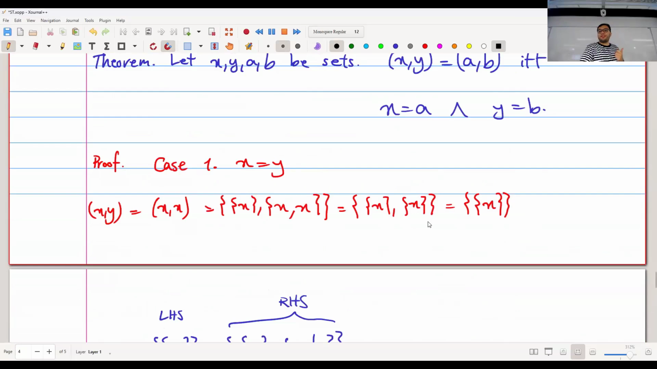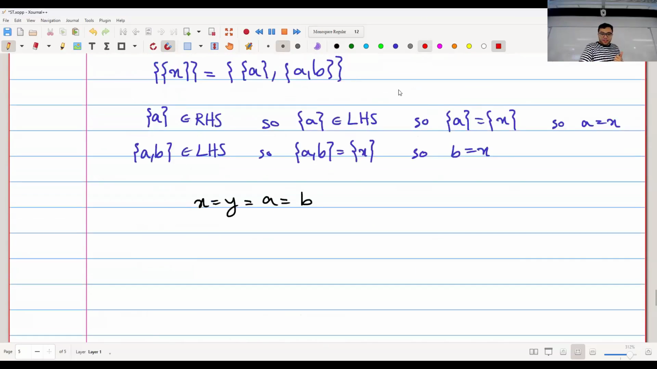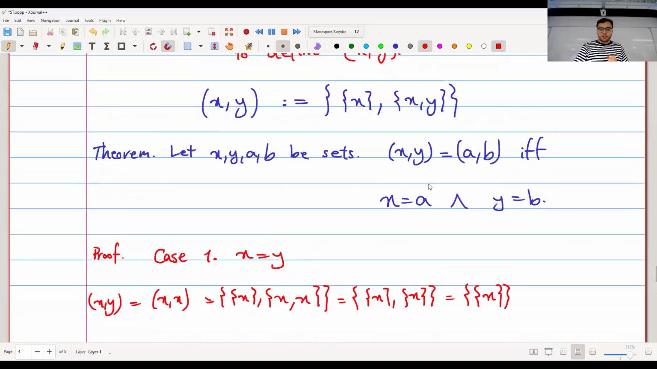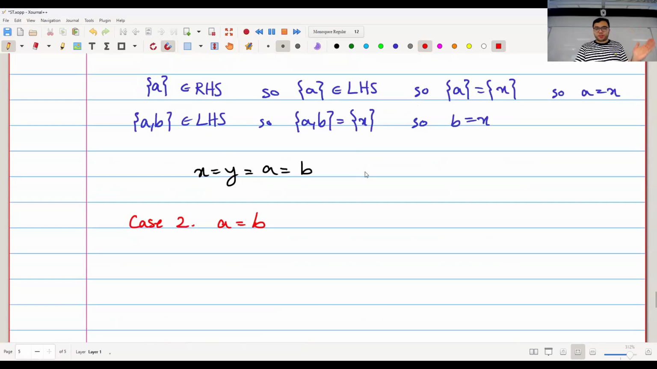This is just one of many cases. So I'm going to now consider another case, case 2. And I'm going to say this is the case where A is equal to B. So my first case was that my first pair has just one element, basically. My second case is that the second one has one element. But this proof is very similar to case 1. So just trust me, it's case 1.